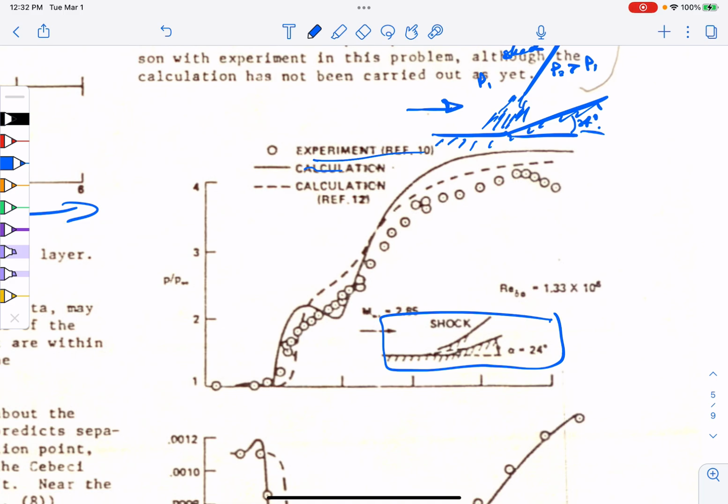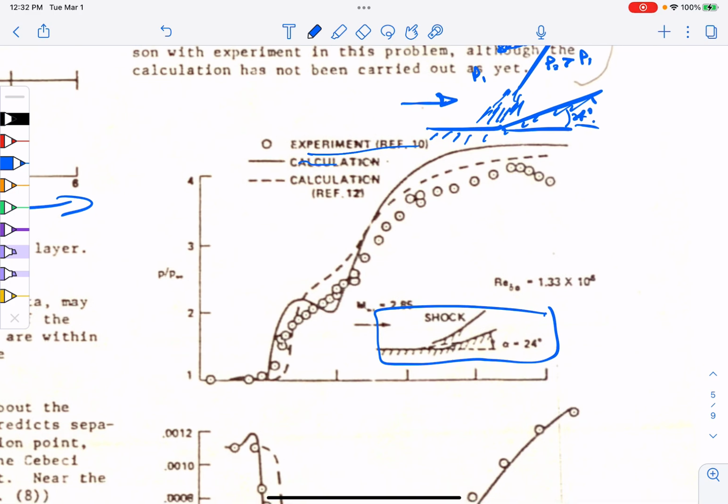And I love this experiment because it was led by a guy named Gary Settles in his early work. And Gary Settles was one of my professors at Penn State Aerospace. So it always kind of hits home when you see one of your advisors' work being used for benchmarking.